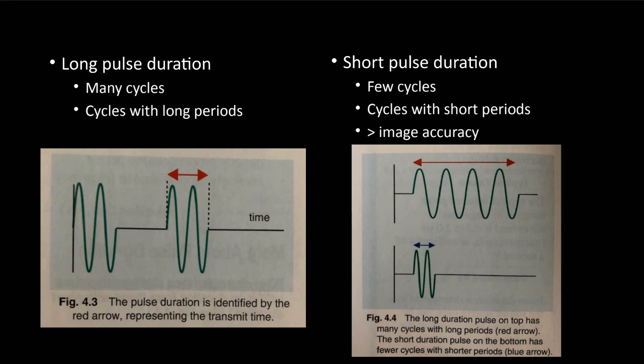Now, when we have a long pulse duration, this means we have many cycles or we have cycles with long periods. So as we know, this is going to be inversely related to frequency, right? And with frequency, we want the highest frequency possible for our appropriate depth because we know the higher the frequency, the better the image detail. So it's that give and take balance of what are we looking at, where are we trying to get that sound wave to go, and how is that sound wave going to behave as it's traveling. So if we look at the picture on the bottom right, that red arrow, is that representing that top image? Is that representing a short pulse duration or a long pulse duration?